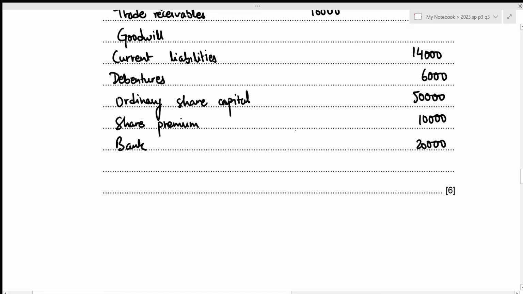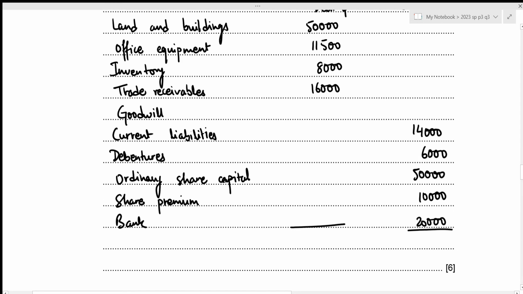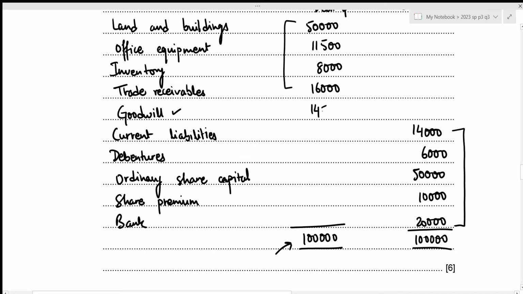Now, in order to figure out our goodwill value, we know that the journal should balance. So the debit side and the credit side should be equal. Let's figure out the total for the credit side. That will be the sum of these five amounts: 14,000 plus 6,000 plus 50,000 plus 10,000 plus 20,000. And it results in 100,000, which should be the balance for the debit side as well. Now our goodwill acts as the balancing figure. And in order to figure out the balancing figure, we just need to subtract these amounts from the total. In this case, that's 100,000 minus 50,000 minus 11,500 minus 8,000 minus 16,000, which results in 14,500. That is the value for the goodwill.